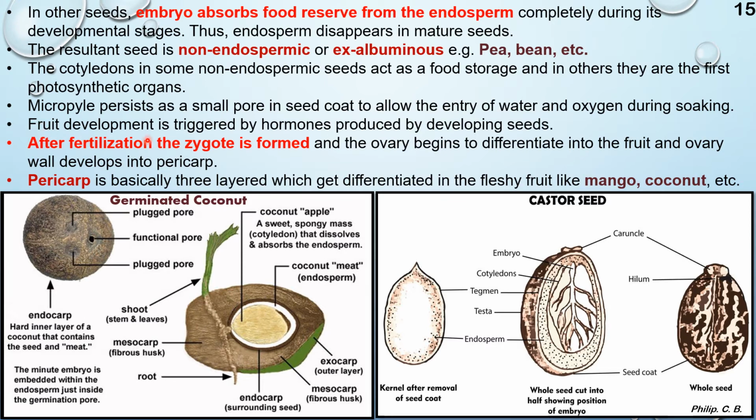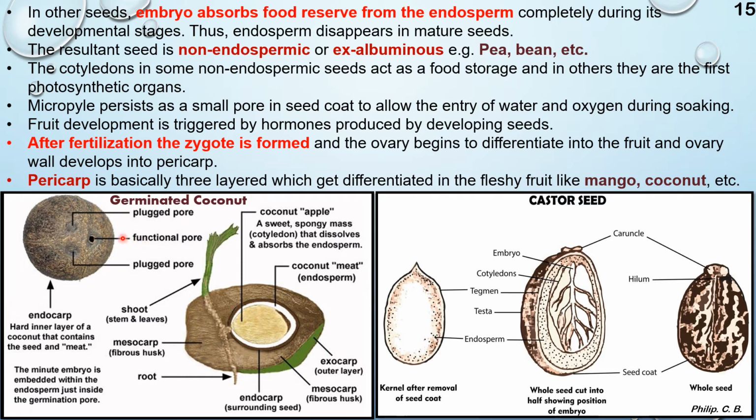Further, fruit development is triggered by the hormones produced by the developing seeds. After fertilization, the zygote is formed and the ovary begins to differentiate into fruit, and the ovary wall into the pericarp. The pericarp is basically three-layered, which gets differentiated in fleshy fruits like mango, coconut, etc. To make you understand more clearly, I added two more images, one of a germinated coconut.